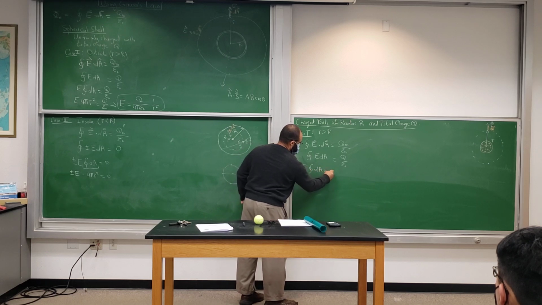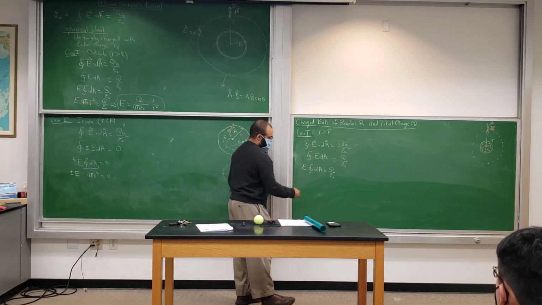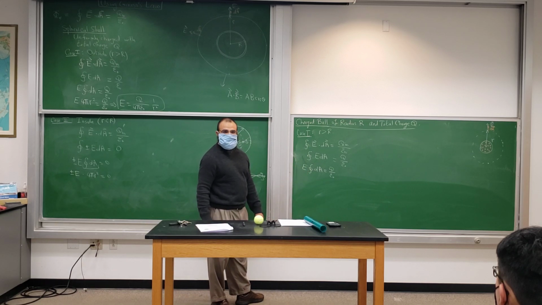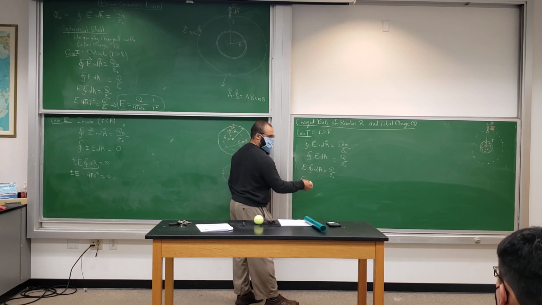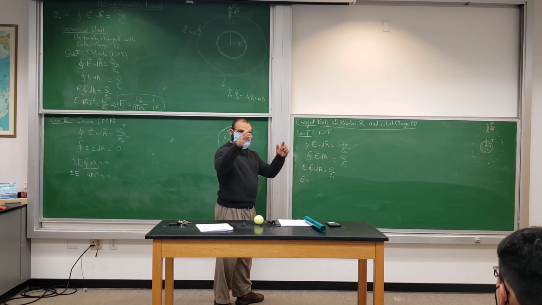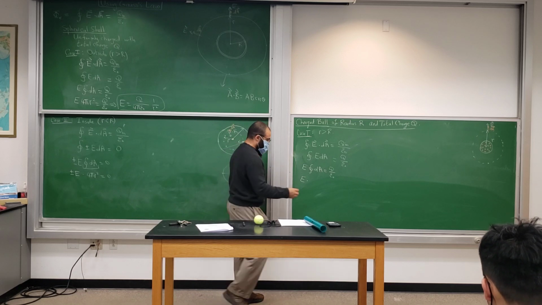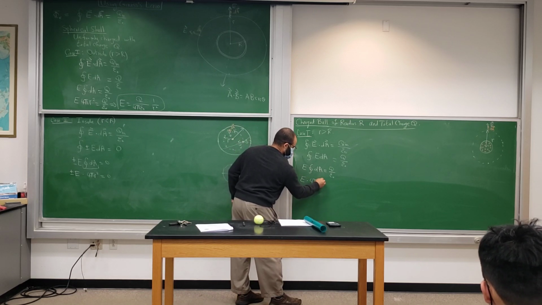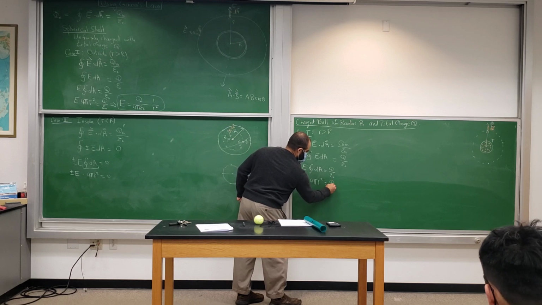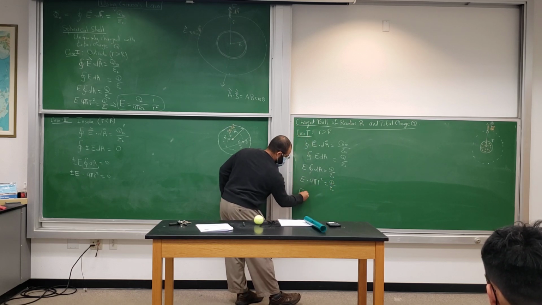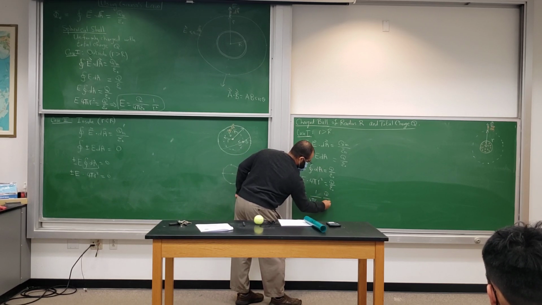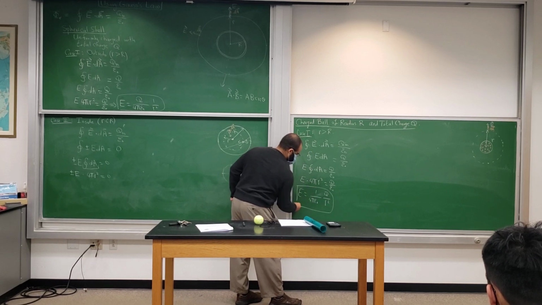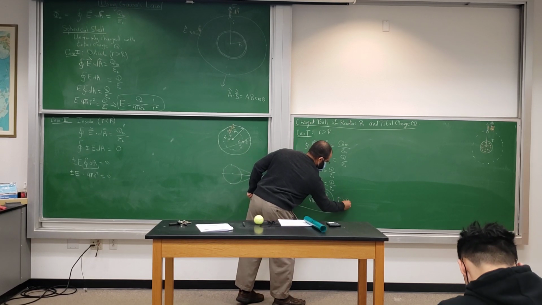dA, Q over epsilon naught. And what's the integral of dA over a closed surface? Just A. And so E times A, but A for a surface of a sphere is 4 pi r squared, right? 4 pi r squared, Q over epsilon naught, and you'll get E is equal to 1 over 4 pi epsilon naught Q over r squared, right? This is for r greater than R.